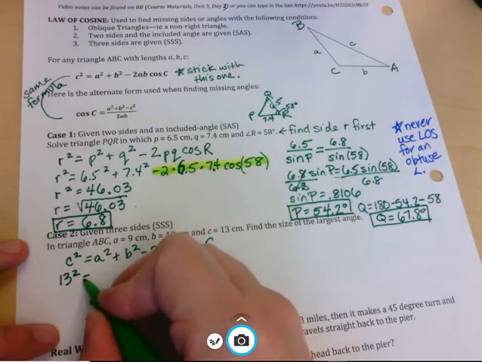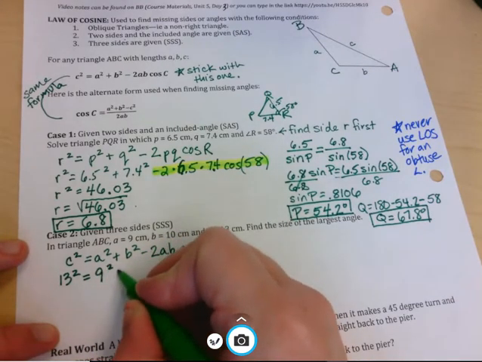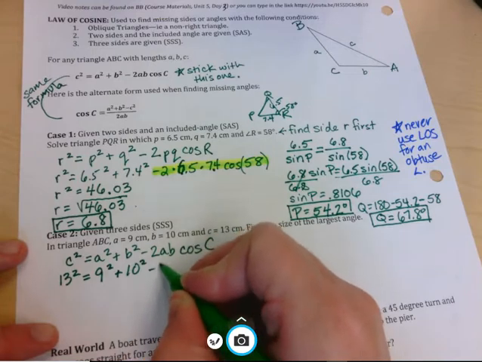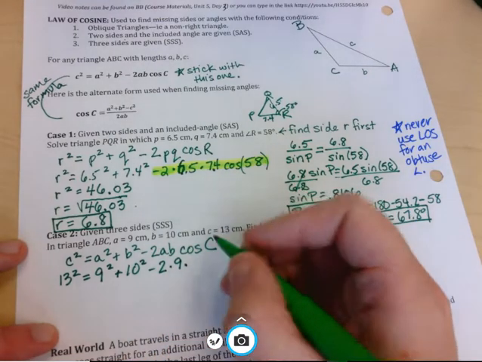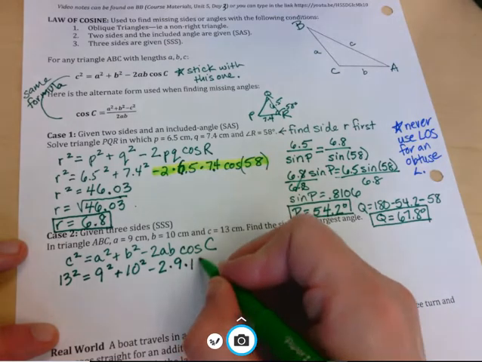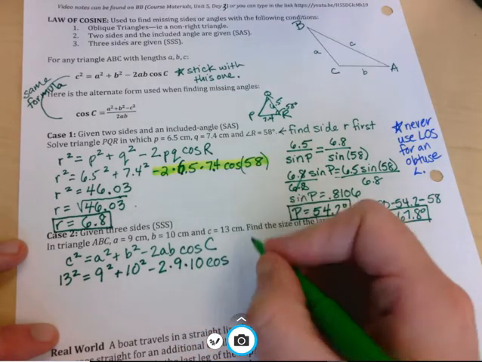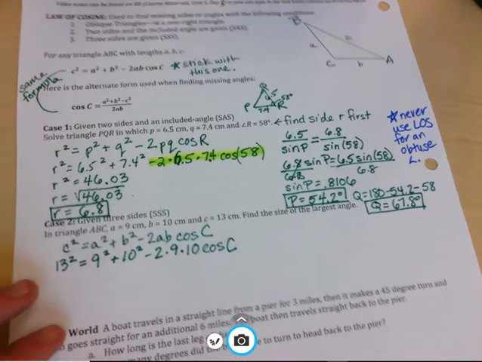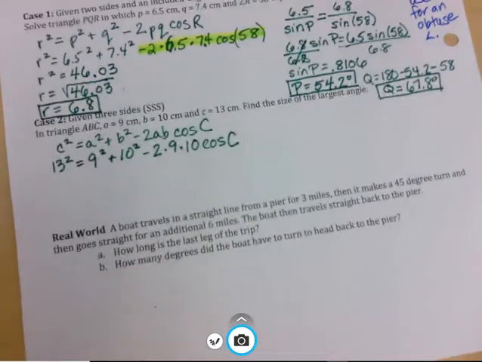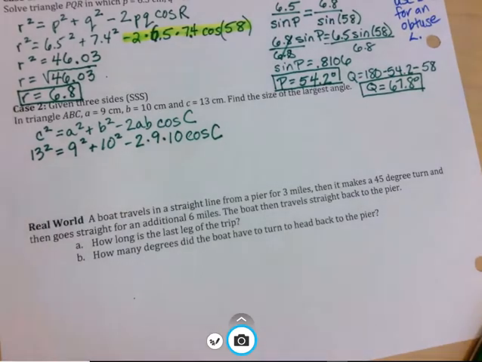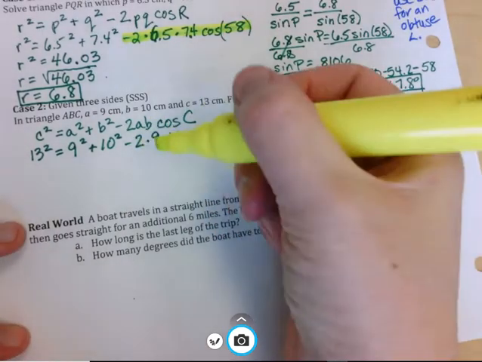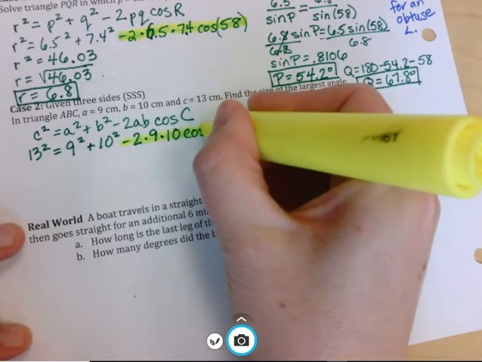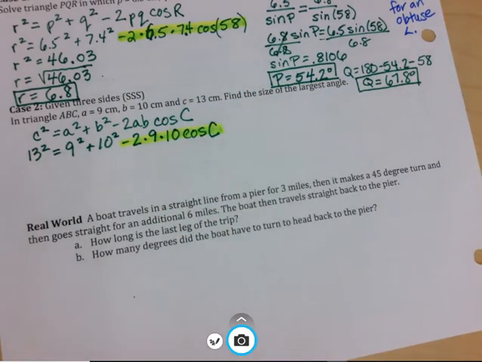13 squared equals A squared plus B squared, 9 times 10 cosine C. All right. So, like I was telling you, a common mistake is people combine things they think they're allowed to combine. This last part is all one term. It's all stuck together. So we need to figure that out separate from everything else. We can figure these out.